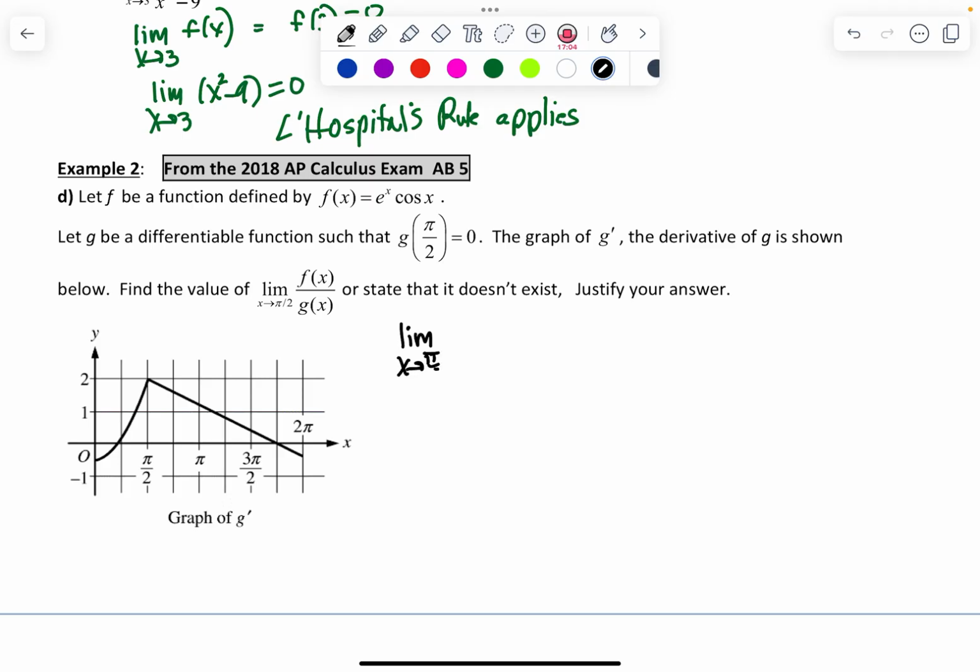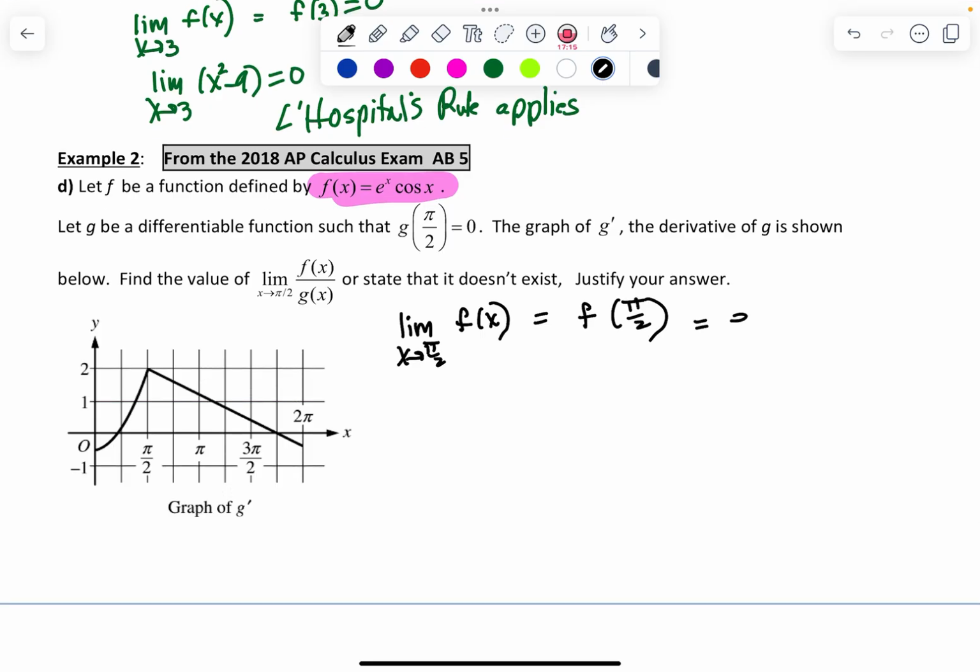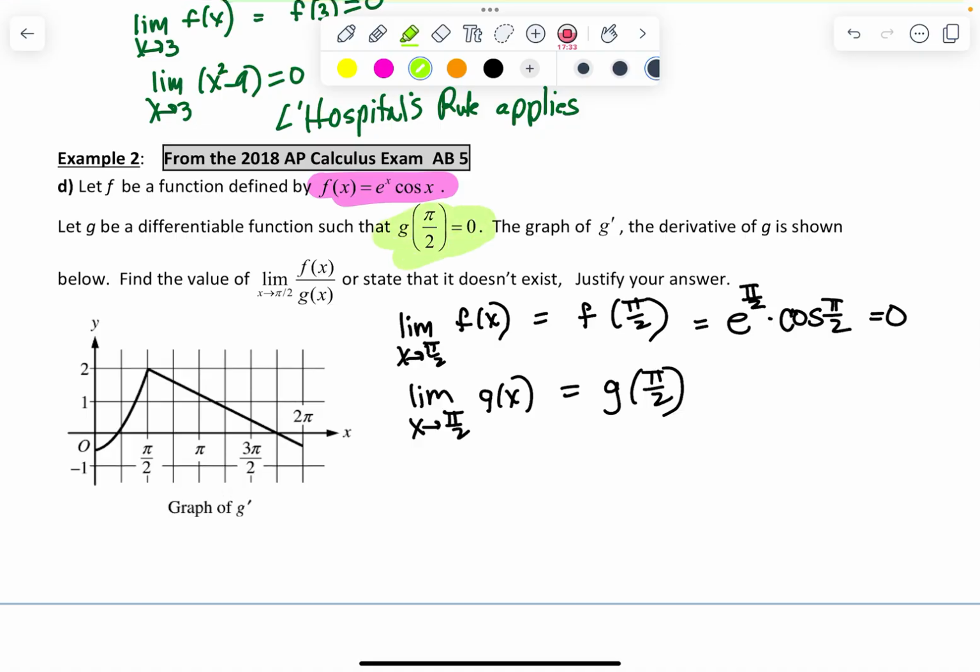So, since we're using L'Hopital's rule, let's go. The numerator would be e to the pi over 2 times cosine pi over 2. I know that looks yucky, but in fact, it's just 0, because cosine of pi over 2 is 0. Then the denominator is going to be g of pi over 2. Well, look, they gave me that one. So that's 0. So L'Hopital's rule applies.